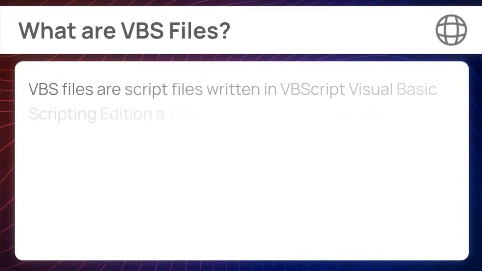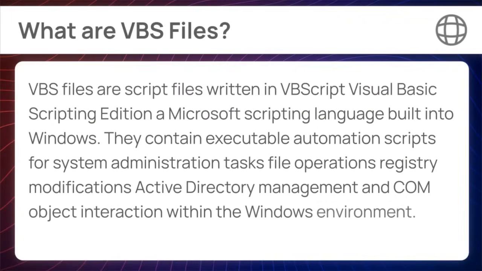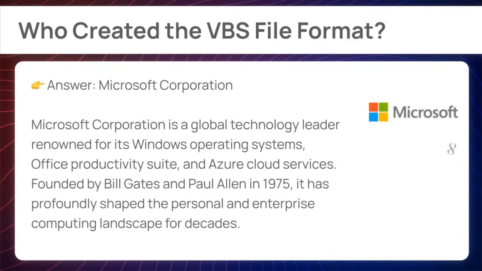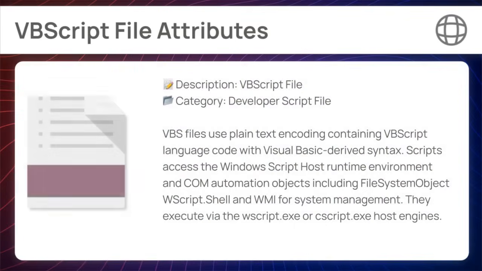VBS files are script files written in VBScript, Visual Basic Scripting Edition, a Microsoft scripting language built into Windows. They contain executable automation scripts for system administration tasks, file operations, registry modifications, Active Directory management, and COM object interaction within the Windows environment. VBS files use plain text encoding containing VBScript language code with Visual Basic-derived syntax.